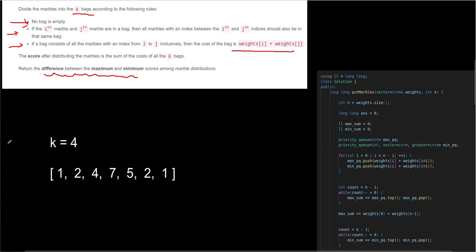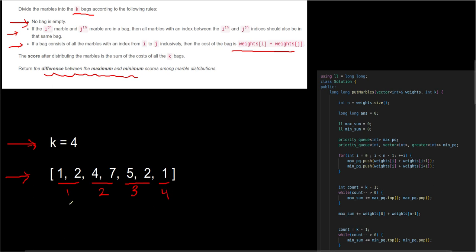So in this example we have k equal 4, and that means we have 4 bags, and we need to distribute or divide this array of marbles into the 4 bags. For example, we can put these two in the first bag, these two in the second bag. So the first bag, second bag, and this is the third bag, and this is bag number 4.